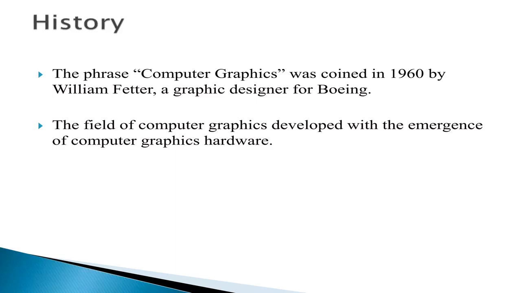On the history of computer graphics, the phrase computer graphics was coined in 1960 by a person called William Fetter. They were researchers at Boeing in Seattle, Washington. According to him, computer graphics (CG) is the use of computers to create images and art. It is a key technology in many fields, including digital photography, video, games and film.